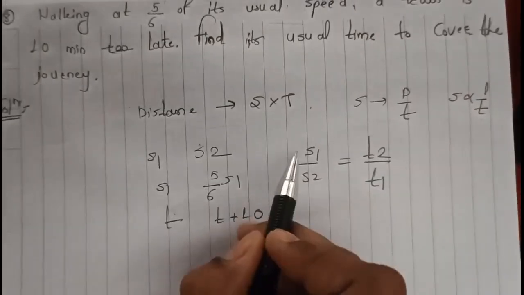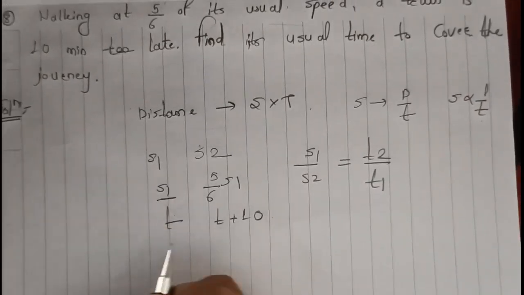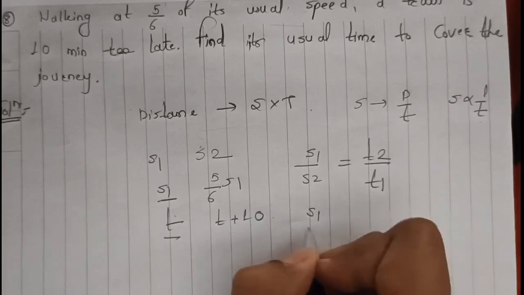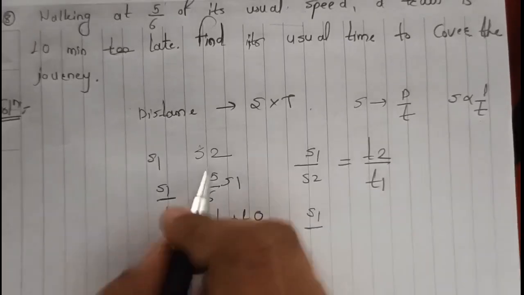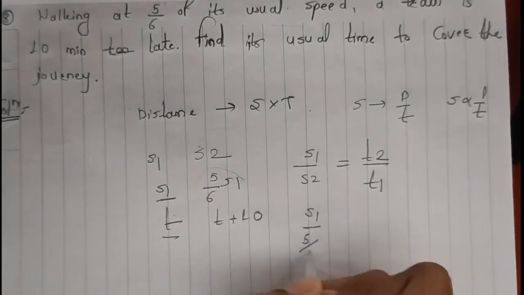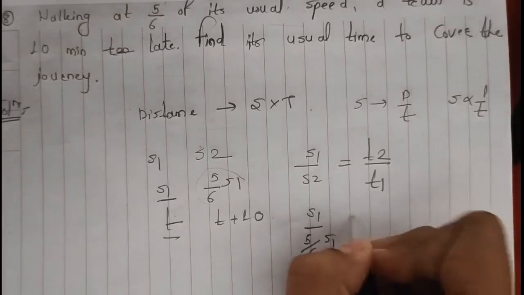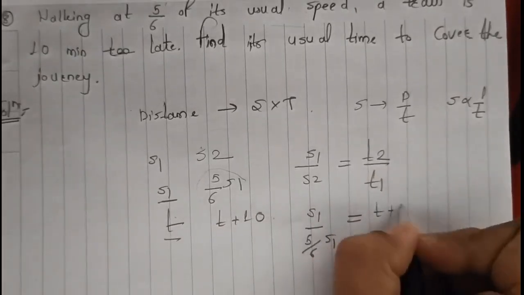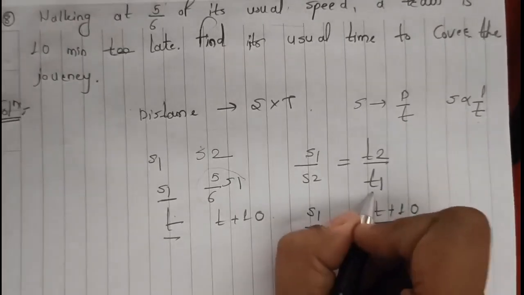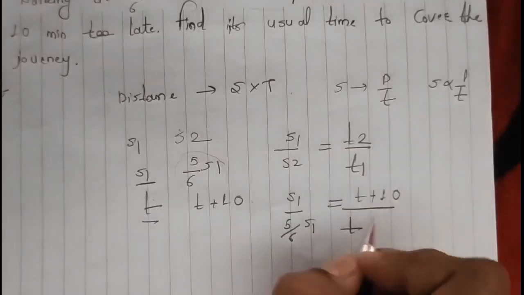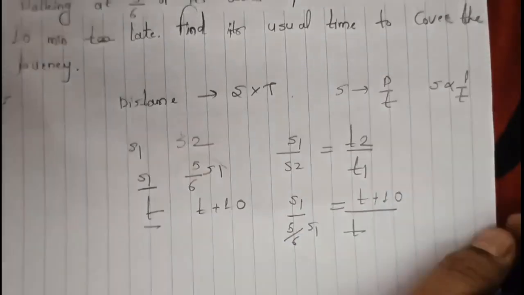Now initially our speed is S1 and time is T. And the second speed is 5/6 of S1, which is equal to T2, and T2 is T plus 10, over our initial time T. Now you may be thinking that here we just added our 10 minutes to T.